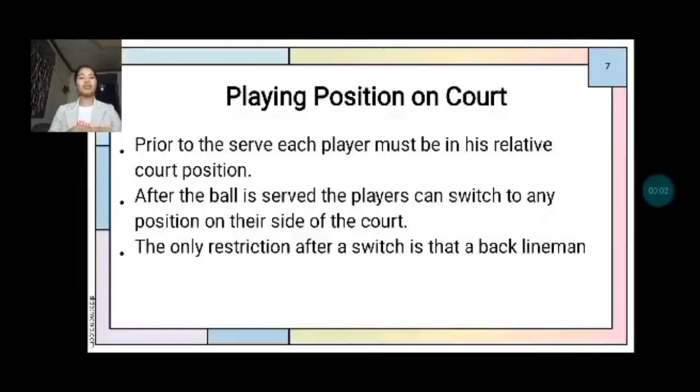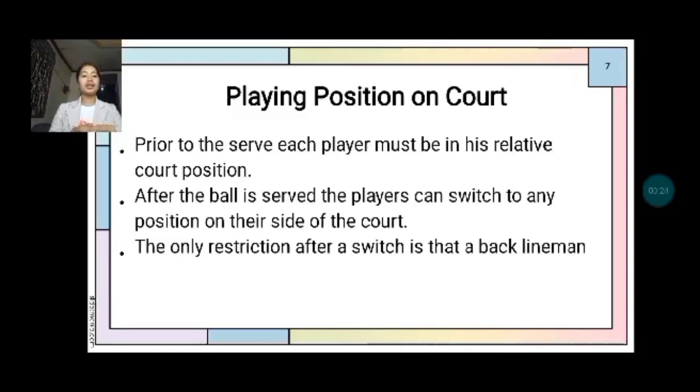Good day everyone, my name is Taba and I am going to discuss the playing positions on court. First, prior to the serve, each player must be in his relative court position. For example, we have set A and set B. If you belong to set A, then only there can you serve your ball. Same with set B.